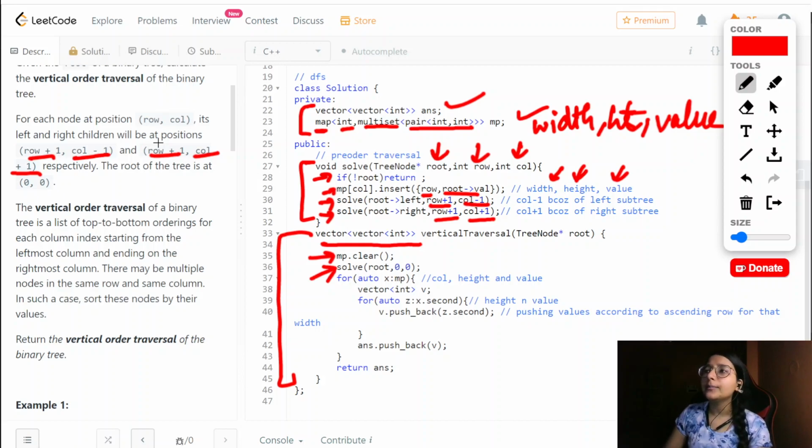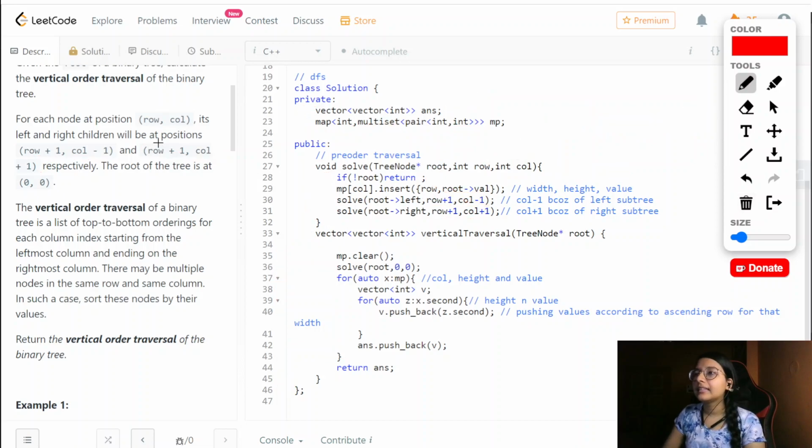Now after this particular map is completely filled, we will be traversing our map. So basically, how would things go in this map? In the map we are storing the column, and corresponding to that we have height and value, right? So first we have taken x. This x simply represents the first column.